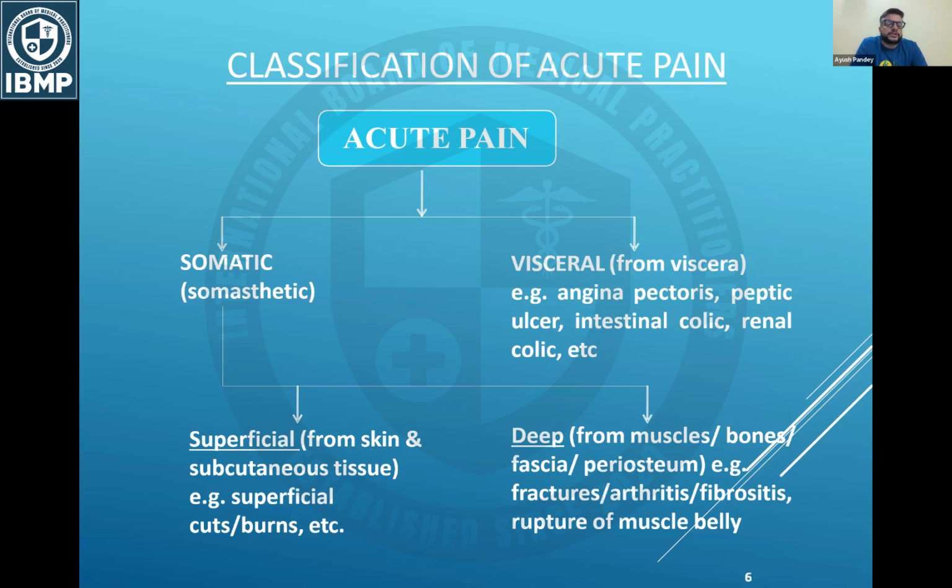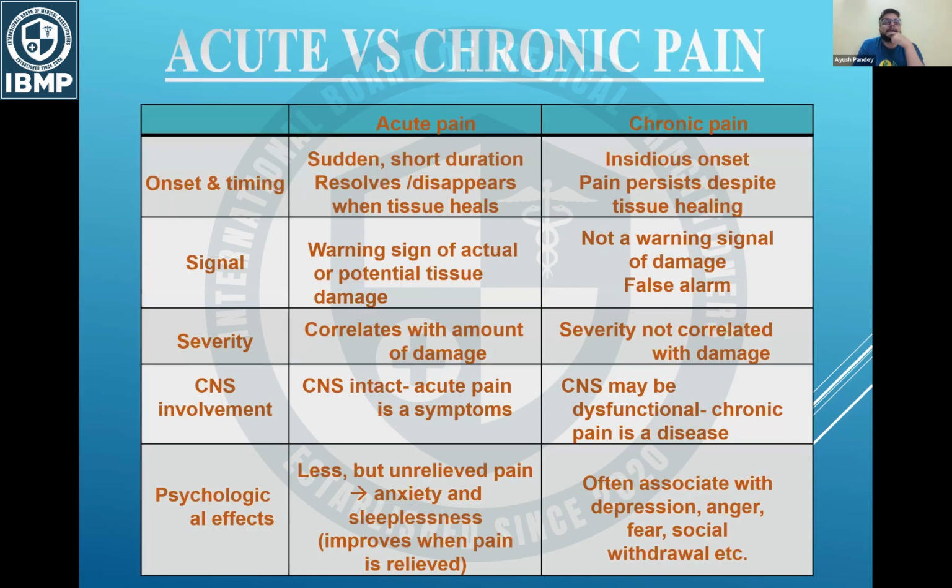When you have a superficial burn or a cut, the pain you experience arises from the superficial structures, which is a type of somatic acute pain. The second type is deep, and it arises from the deep structures, from the muscle, tendons, fascia, especially seen in fibrositis, arthritis, or after an RTA, when you have a fracture or a rupture of the muscle belly. That type of pain arises from the deeper structures, and it is a subtype of somatic pain.